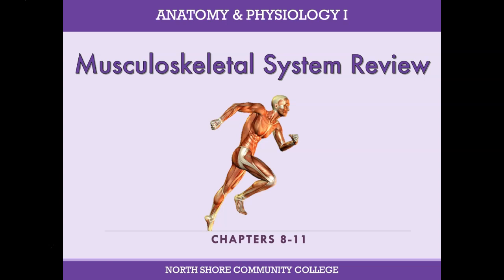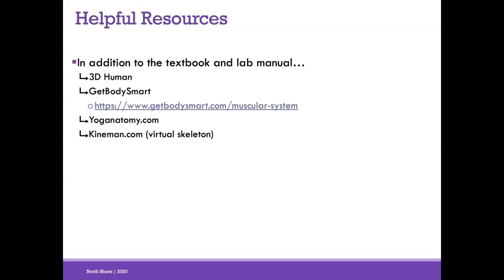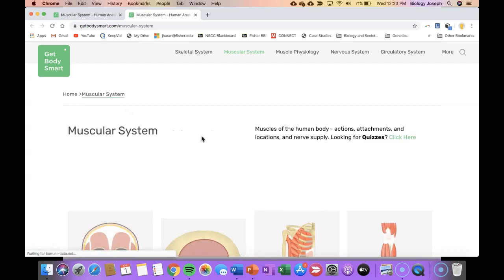I've tried my best to focus on the important info, and I've made an important table that's in the practical review guide that'll be very, very helpful when you're studying for the practical. So you have a lot of resources. In addition to the textbook and the lab manual, I highly recommend using 3D Human. That's the app you have. There's also a really good website called Get Body Smart.